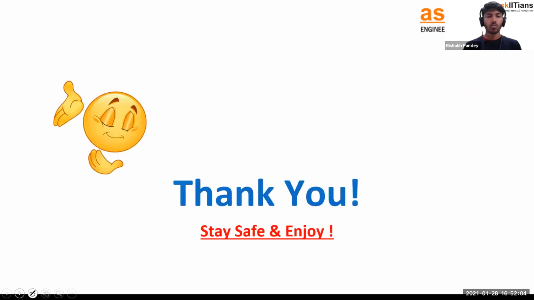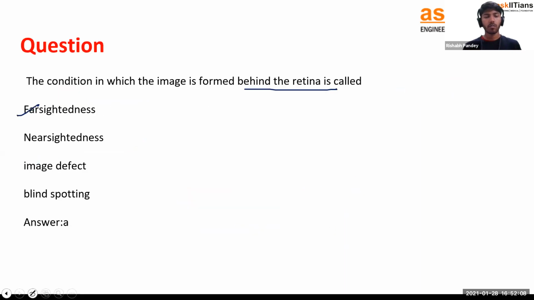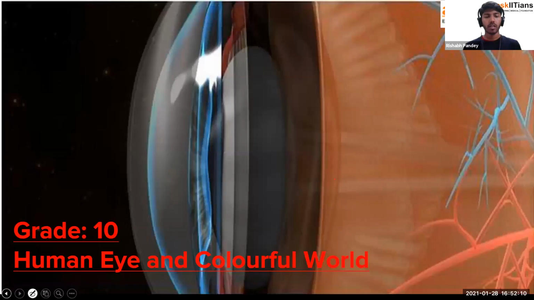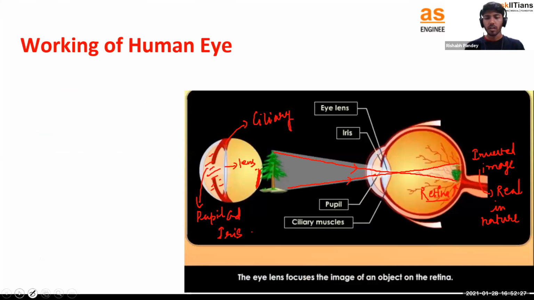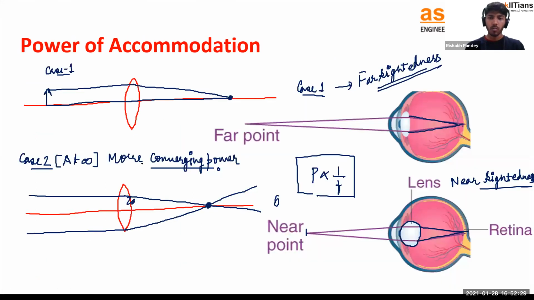So this was all for today. If I have a look at all the cases which we have studied today, the first case was the basic structure of the human eye. I have also tried giving you some basic nomenclature, like nicknames of various parts, so that they could be easily remembered. Similarly, this was the working of the eye. This was the power of accommodation.